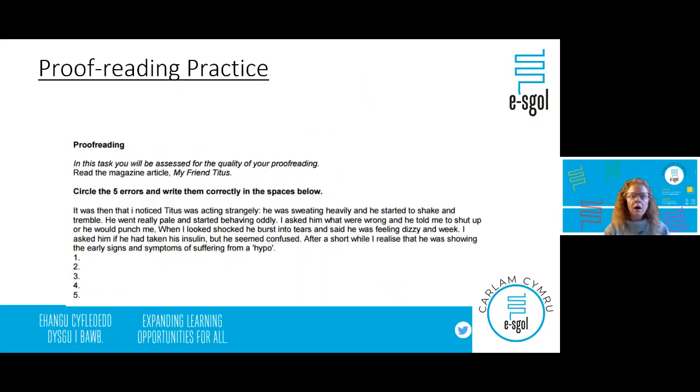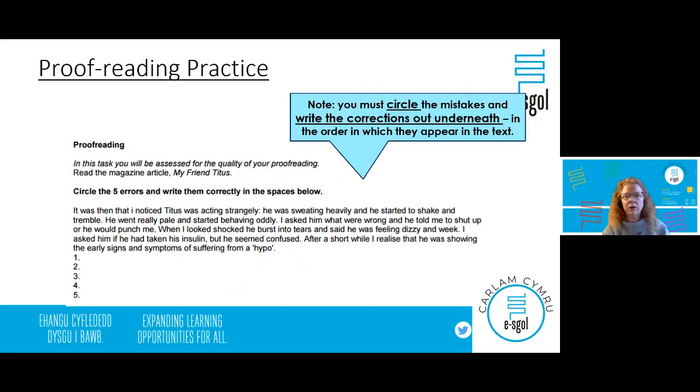Okay, so the proofreading, it's a nice and straightforward task. But what they ask you to do is they ask you to circle the mistakes and then underneath write out the corrections. And they want you to do it in the order in which they appear in the text. Again, it's making your examiner's life easier. So you'd read over and you'd be looking for any mistakes.